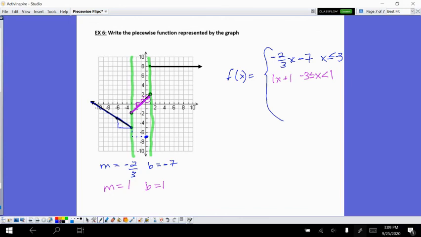And our last line that I will highlight in orange is a horizontal line. That's great. Those are easy to write. Just y equals 8. And the domain of that line is everything to the right of 1. So greater than 1, and we can see there's a solid circle there. So we should use the equal sign.